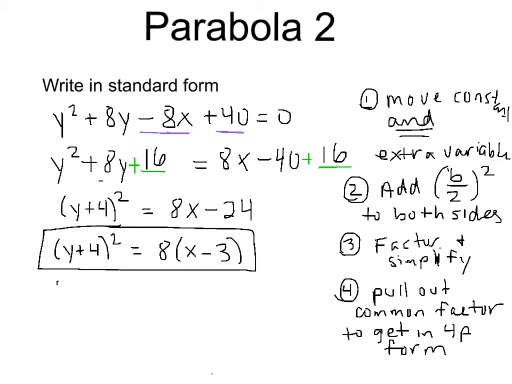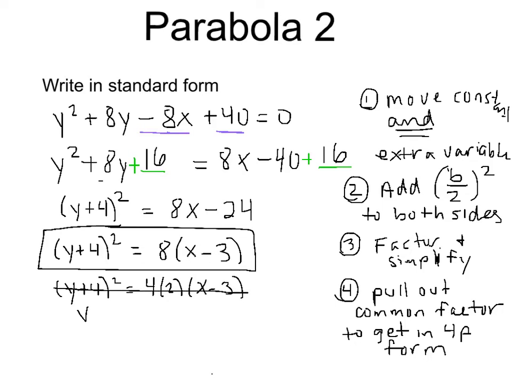You can go ahead and rewrite it with the 4p if you want. So y plus 4 squared equals 4 times 2, x minus 3. I'm okay with either of those. I would prefer you go ahead and multiply them and leave them as that 8, because then the next thing I'm going to ask you to do is tell me where the vertex is, what p is, and what direction it opens. So even if you don't do this step, you're going to end up telling me that information.